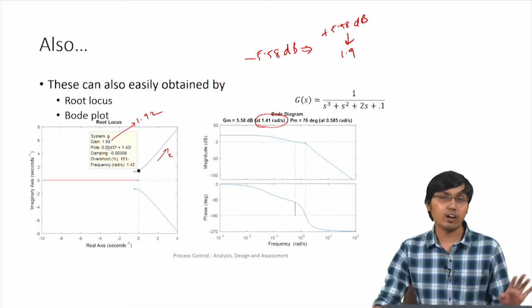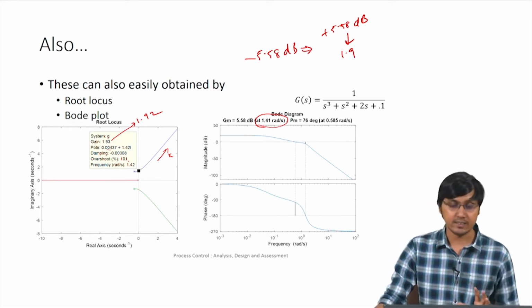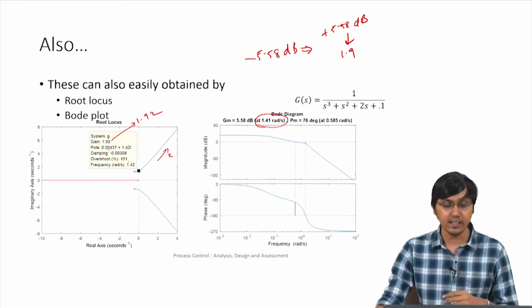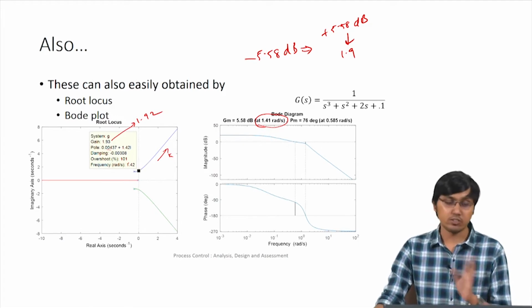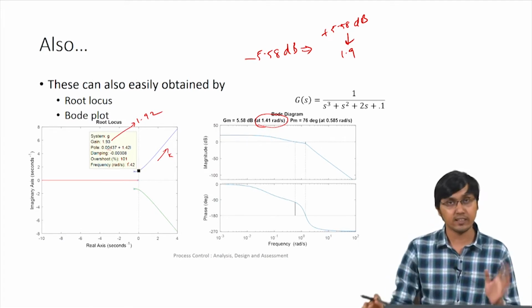So basically all these methodologies should give the same values of the critical frequency and the same value of the ultimate gain. By doing different methods, you should not get different values. So keep that in mind.